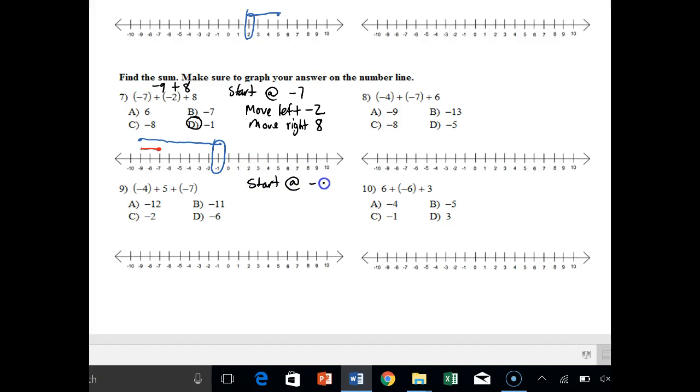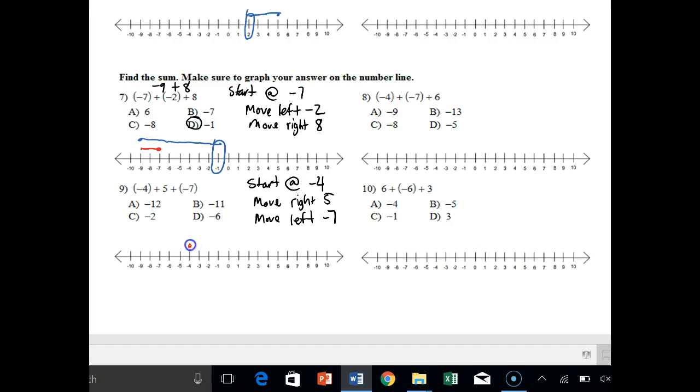All right, so number 9, you're going to start at negative 4, you're going to move right 5 times, and then you're actually going to move back left negative 7 times, right?